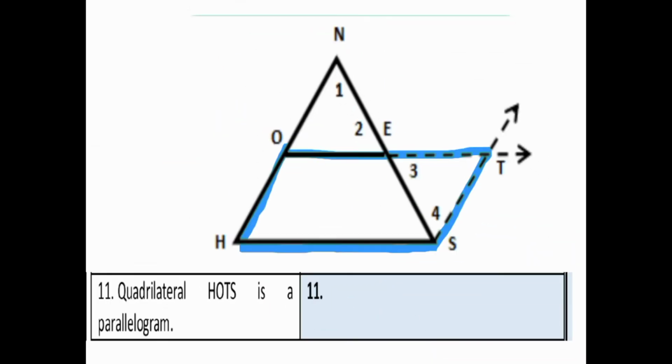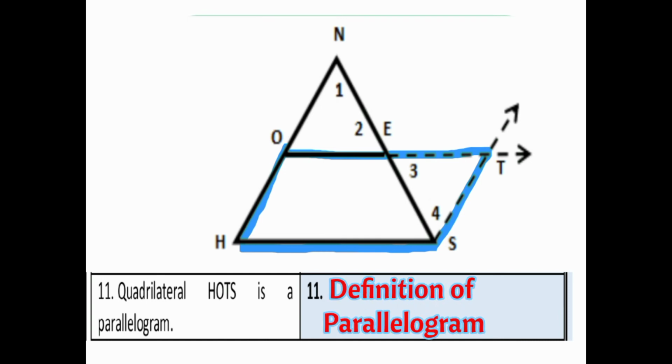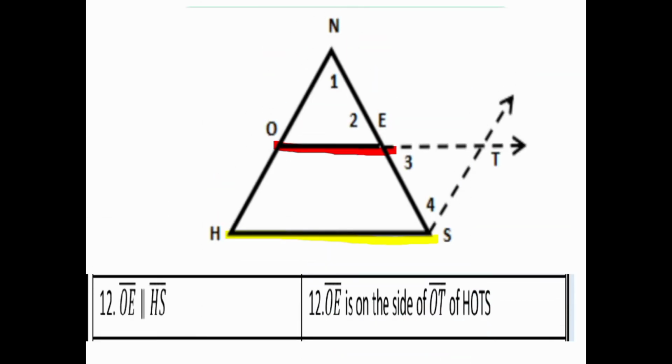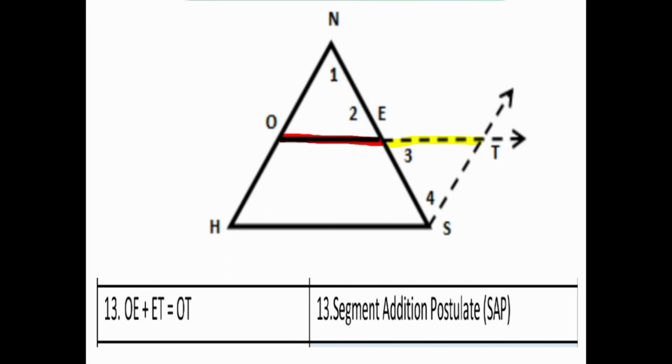Number 11. Quadrilateral HOTS is a parallelogram. Reason: definition of parallelogram. Two pairs of opposite sides are parallel. Next is number 12. Line segment OE is parallel to line segment HS. Reason: line segment OE is on the side, line segment OT, of parallelogram HOTS. Number 13. Line segment OE plus line segment ET is equal to line segment OT.